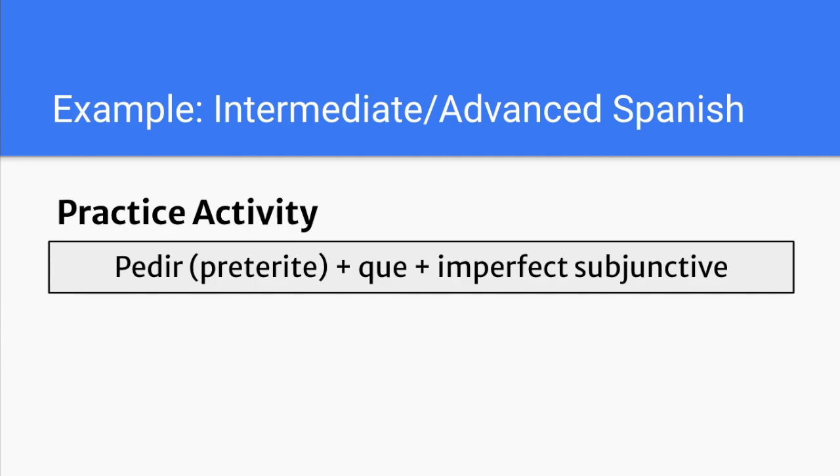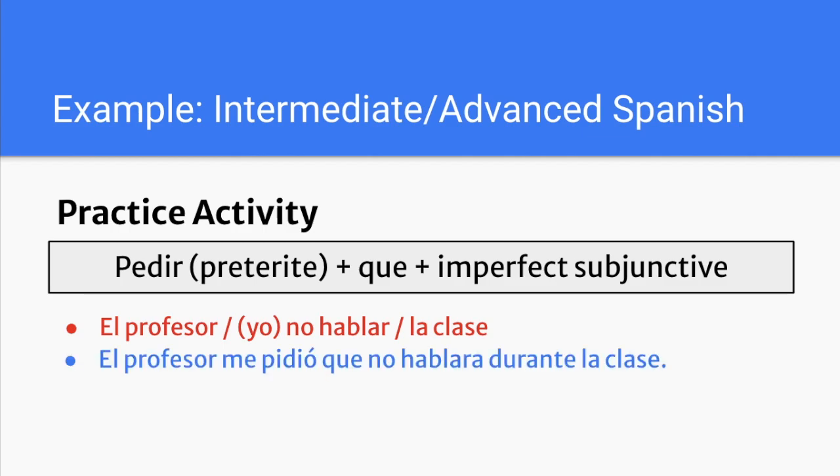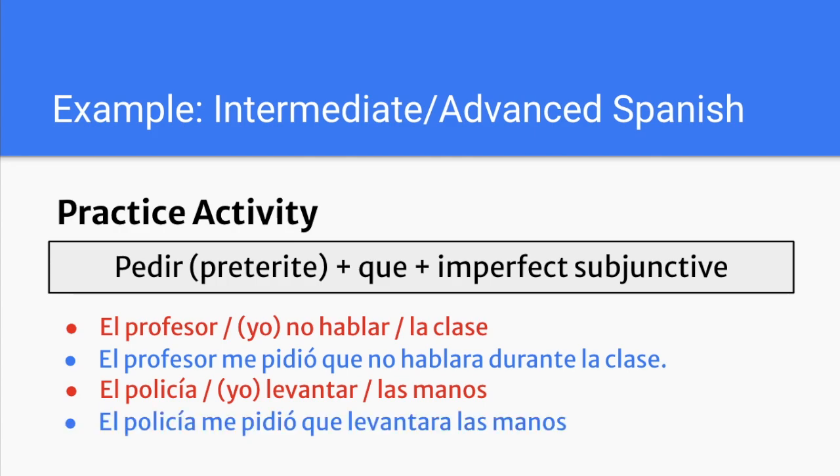So now it's your turn. Again, here in the box to remind yourself, here's the general structure of the phrase we're practicing with. And I've given you some information. Let's see if you can come up with a sentence on your own. So the information I've given you is el profesor, and then the verb would be no hablar for yo, and then la clase. So it might look something like this: El profesor me pidió que no hablara durante la clase. Here's another example. El policía, again with yo, levantar las manos. El policía me pidió que levantara las manos.